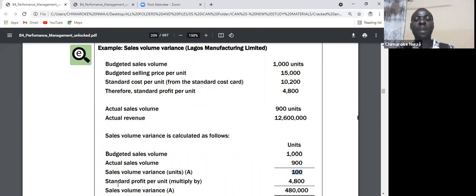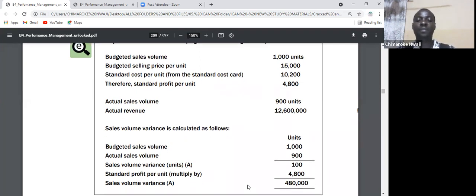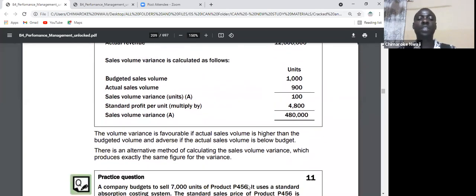What is the standard profit per unit? Remember, we calculated it as 4,800. The first time we were calculating the fixed budget, our profit was 4,800 per unit, the standard. So that is what we use. That profit we got for 1 unit is what we are using to multiply by 100, and that gives us 480,000 sales volume adverse variance. So you see the volume variance is favorable if actual sales is higher than the budgeted volume, and adverse if actual sales volume is below the budget.